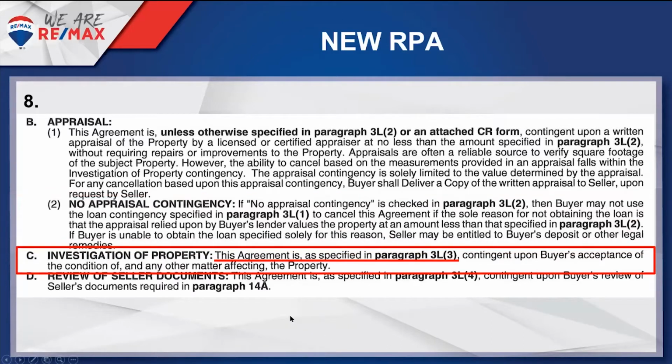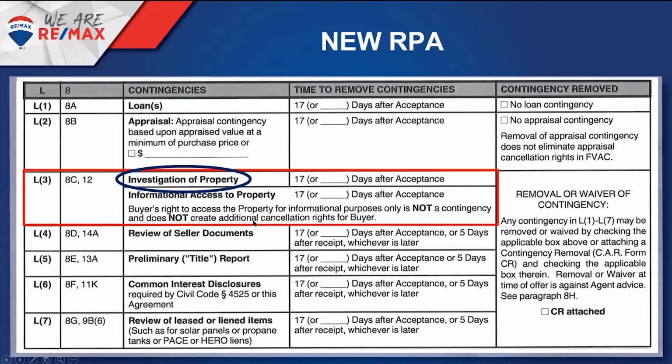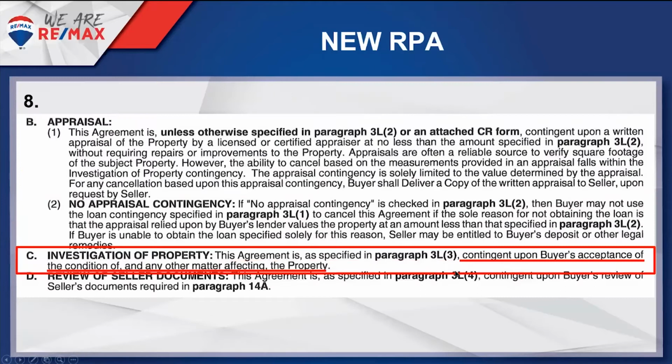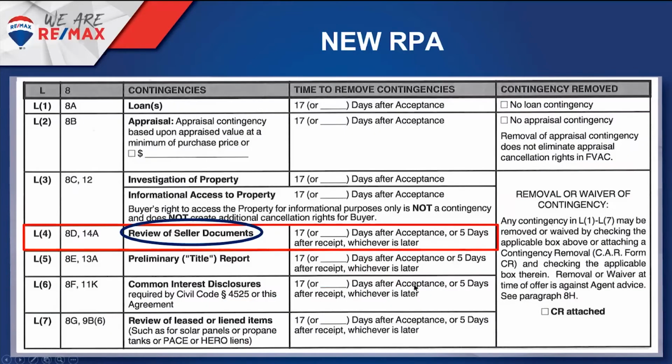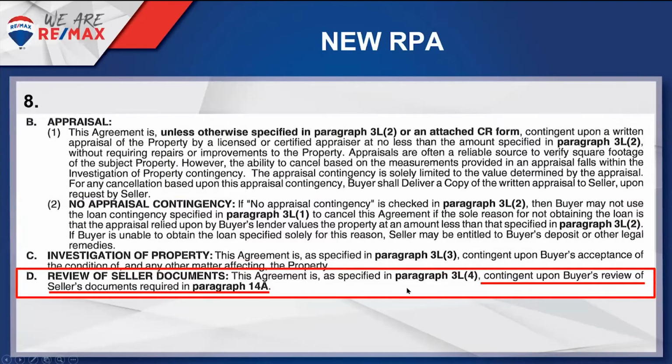Okay, investigation of the property. This agreement is contingent, as specified in 3L3, on the buyer accepting the condition of the property after performing his investigations. Review of seller documents. This agreement is also contingent, according to paragraph 3L4, on review of seller documents. So you get seller documents and you review them, and if you don't like them as the buyer, then the buyer could exercise the review of seller documents contingency to cancel.